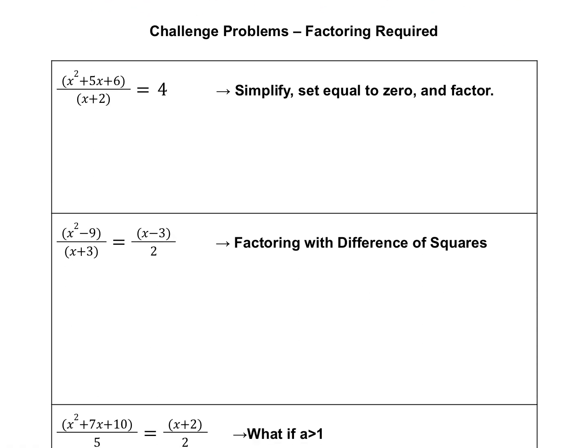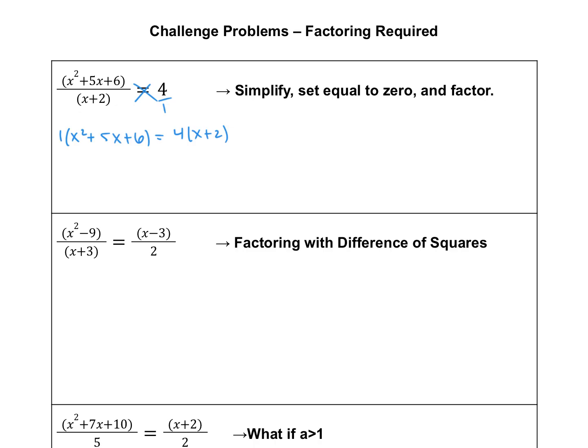How do we solve something like this first proportion, where we have a fraction on one side, but we don't on the other? Make it into a fraction. 4 is just 4 over 1. Then we can cross multiply. So we have 1 multiplied by x squared, add 5x, add 6. And then we have 4 multiplied by x plus 2.